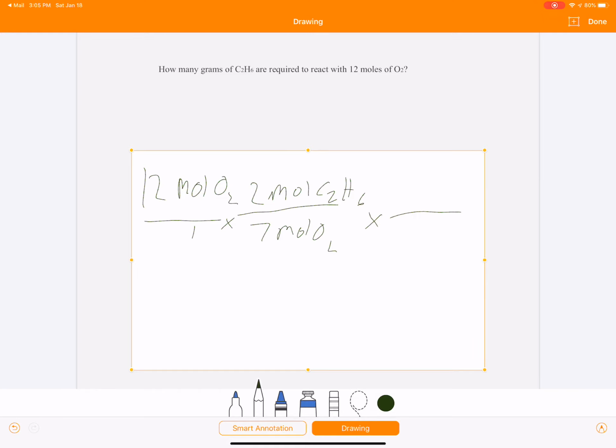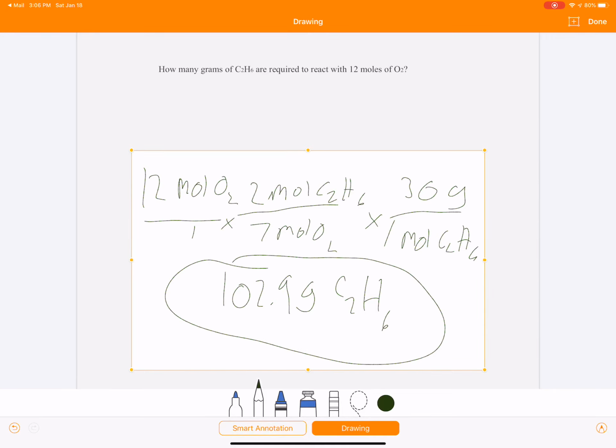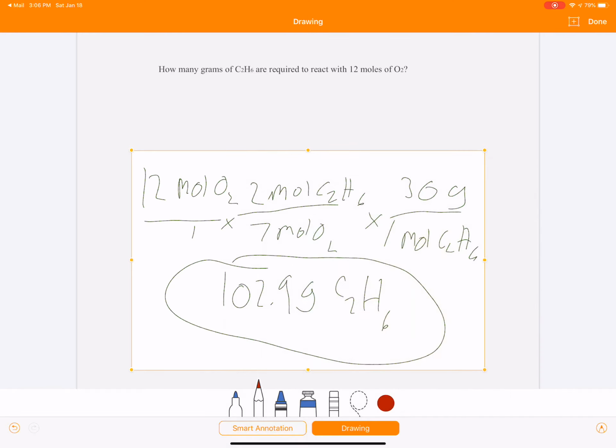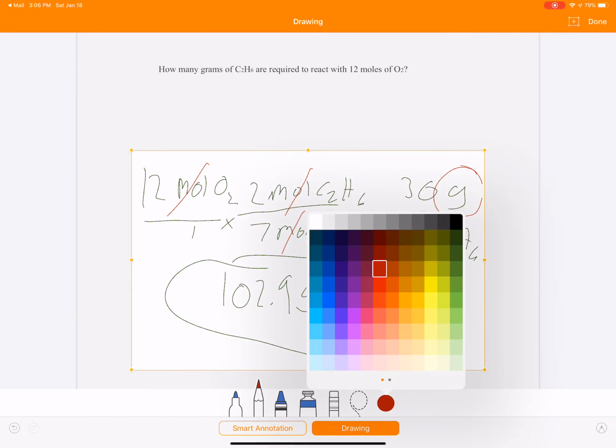We've covered that in a separate video, but calculating molar mass. I know that the molar mass of C2H6 is 30 grams. So that is our conversion, and we get 102.9 grams of C2H6. And that's our answer. It's always also a good idea to cancel your units and make sure you're left with what you want, and that's grams. Okay, so that's a nice little problem, nothing too out of this world.